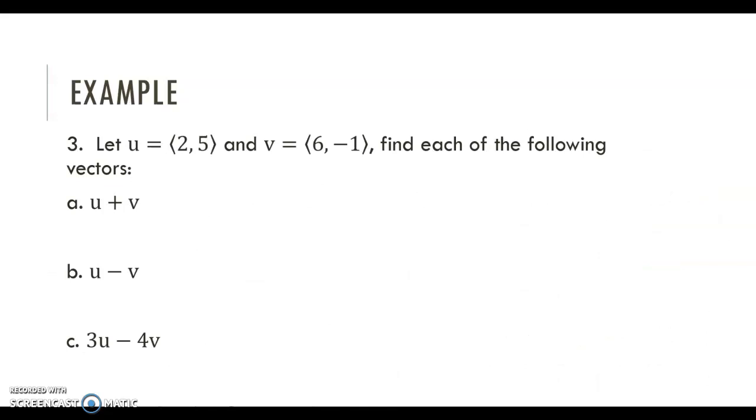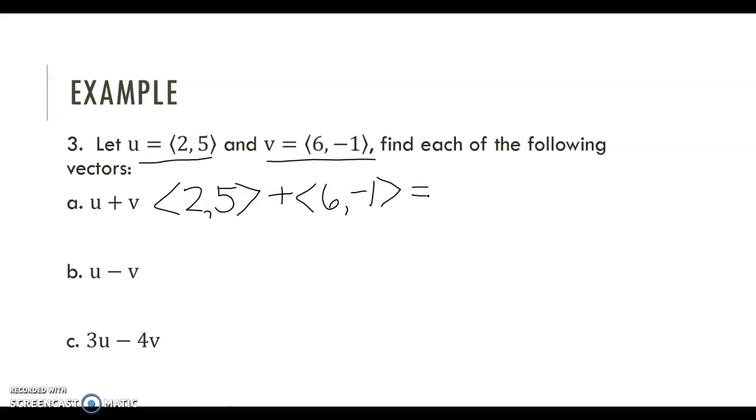So I have u plus v again. This time my u is 2, 5, and v is 6, -1. And I'm not going to go through all the steps this time, just for the sake of time. So you're adding the first component parts together, so 2 plus 6, which gives me 8, and then 5 plus -1, which gives me 4 for a final resultant vector of 8, 4. And notice here too that I'm still using the vector brackets. So you have to be very careful about that. Your final answer is still a vector, so you're still using vector brackets.